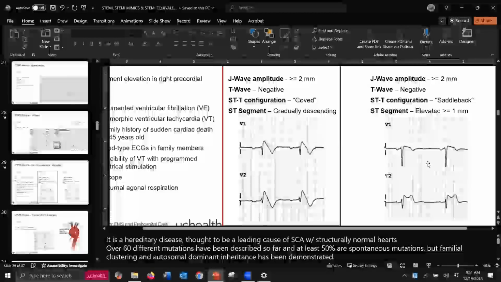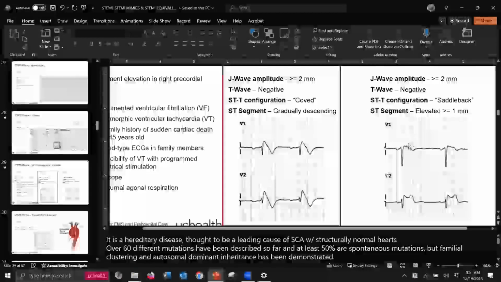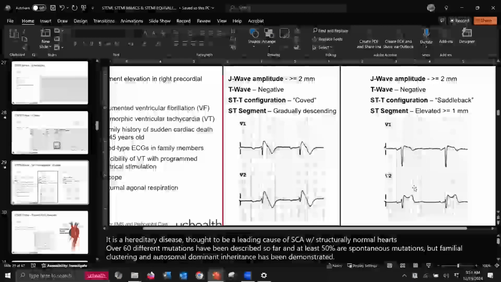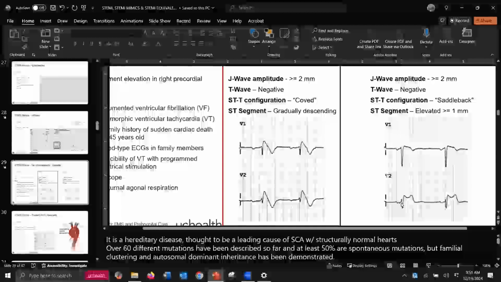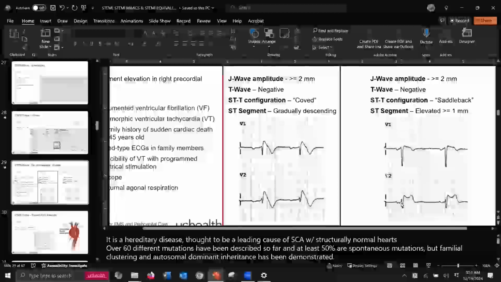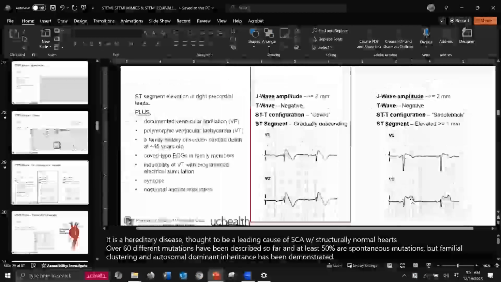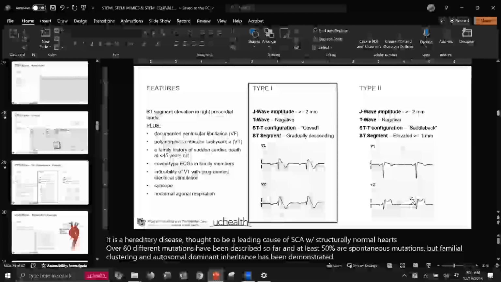The differential here is that we still have an increased J wave of greater than 2 millimeters. We still have a negative T wave, but our ST segment is saddlebacked or camelbacked. And typically that's in V2 as opposed to V1. That's one of the reasons why precordial lead placement is so imperative, right? If we get V1 and V2 too high, we're not going to catch things like this, and it's going to look all womper-jawed.